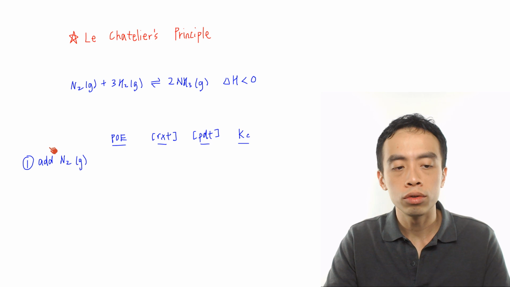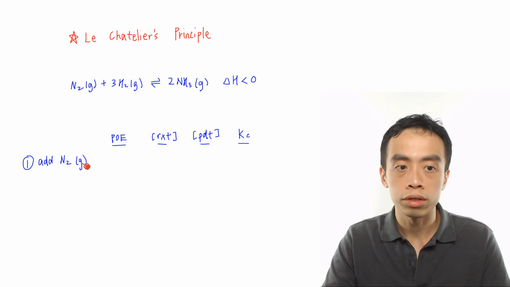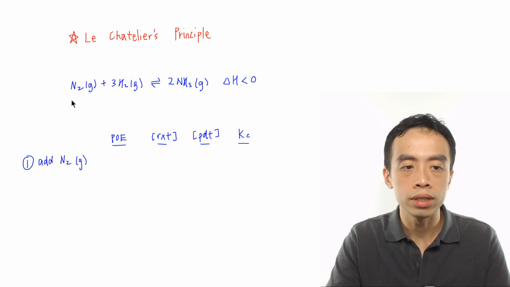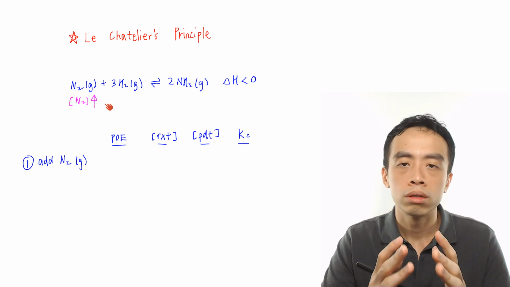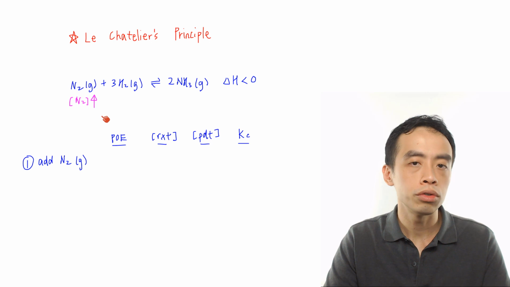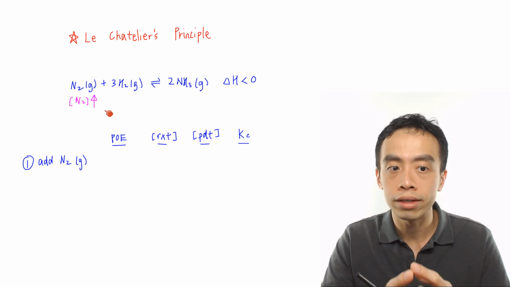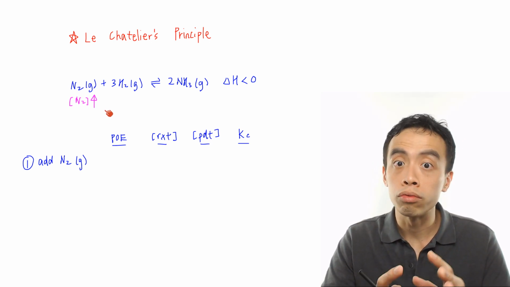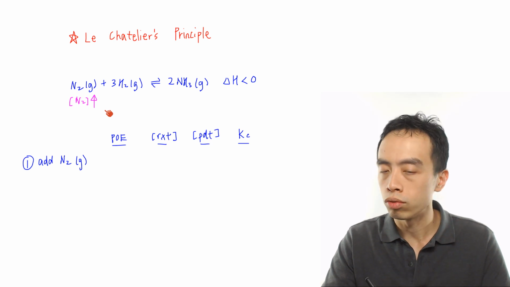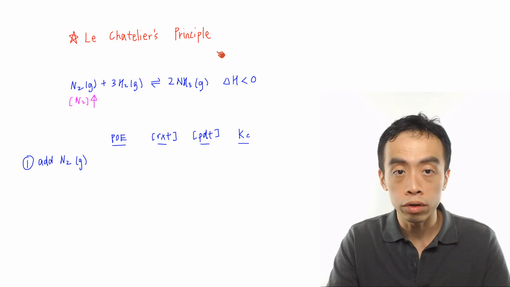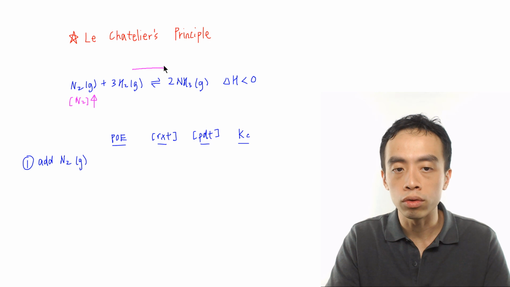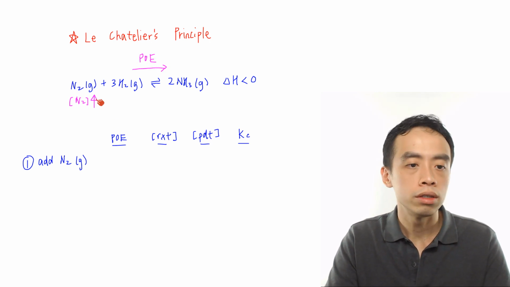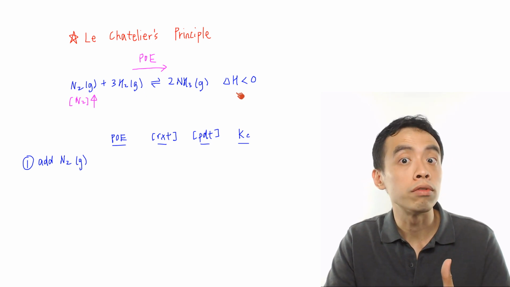Now what if I want to add N2, which is the reactant? So basically what will happen is the concentration of N2 increases. Now does the system like this increase in the concentration of N2? The system doesn't like this increase. The system will want to remove this N2. So what it will do is it will favor the forward reaction. Therefore the position of the equilibrium will shift towards the right hand side to try to remove this N2 and convert it to form products.